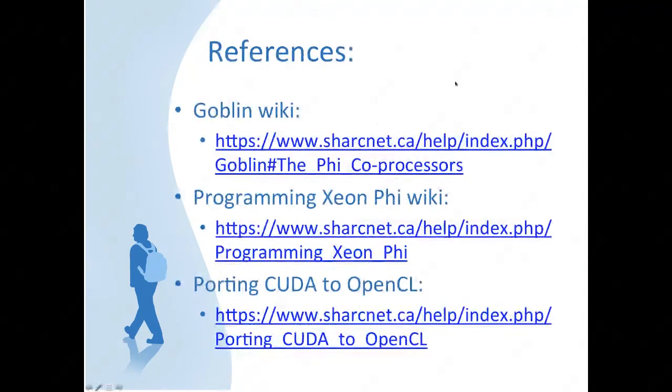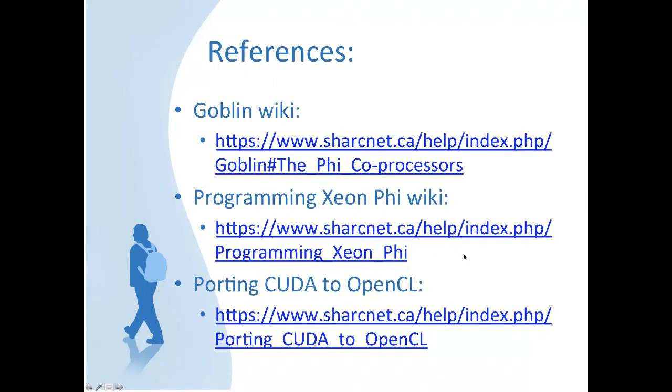So let me show you some references here. We have some documents on the SHARCNET website. If you go into the wiki page, you can find some Xeon Phi coprocessor material related to the Goblin cluster. In here, you can find how to log into the Goblin cluster, and how to log into the Xeon Phi node.